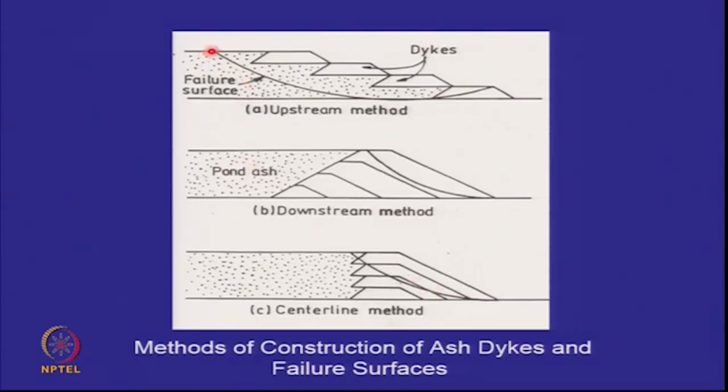The difference in stability is that typically the failure surface in the upstream method passes through the loosely deposited slurry material, and the factor of safety of this slope is usually low during earthquakes. In the downstream method, the critical failure surface passes through the compacted material. So the stability of the embankment is better. In the centerline method, it's a hybrid of the two.